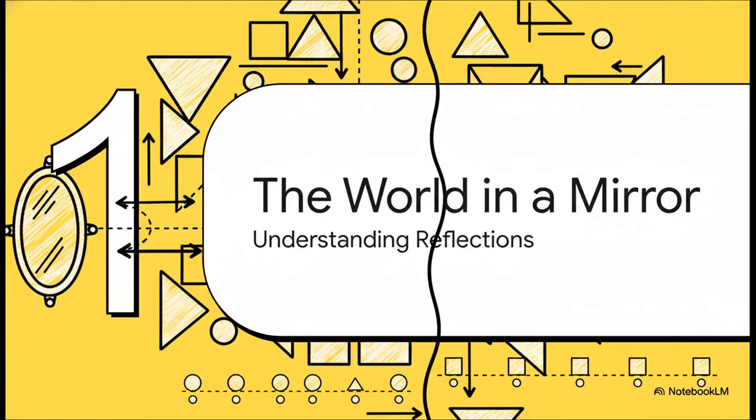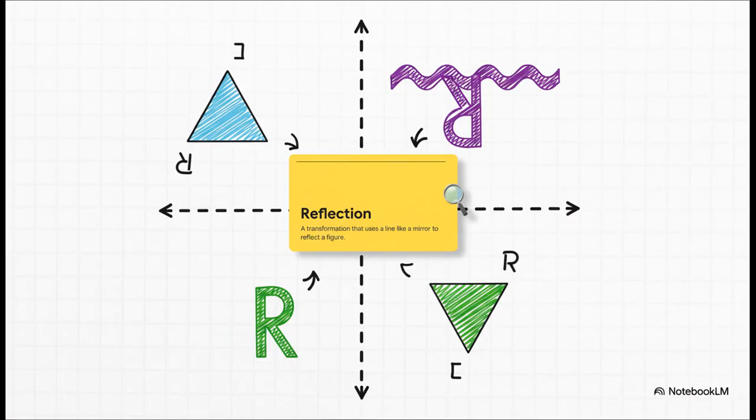Now, to crack that puzzle, we first have to get comfortable with the main tool we're going to use. It's a fundamental idea in geometry, and it's all about learning to see the world in a mirror. So what even is a reflection? Well, it's pretty much exactly what it sounds like. It's a transformation that flips a figure over a line. That line acts just like a mirror, and, you guessed it, we call it the line of reflection. What you get is a perfect, flipped copy of the original.